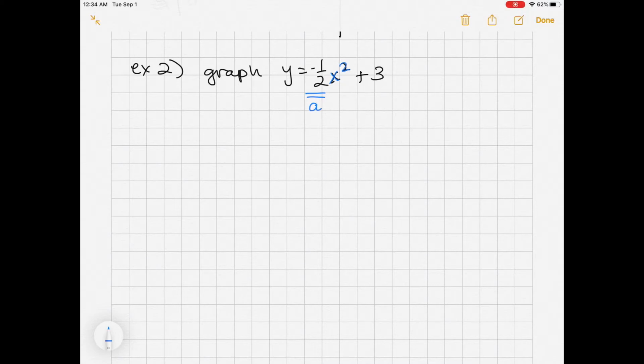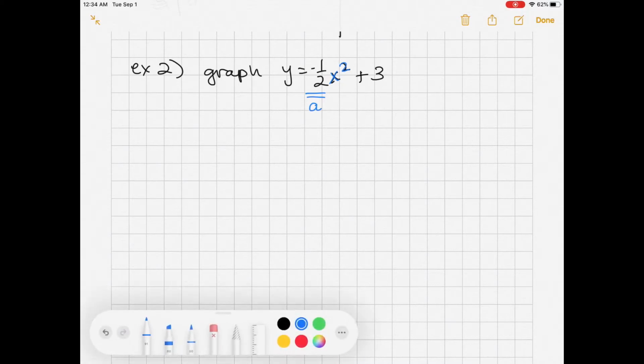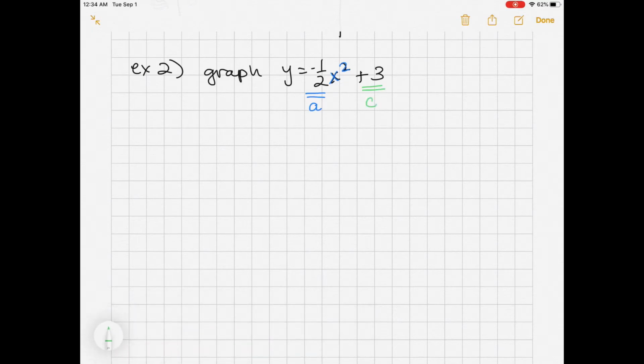But now we're adding a constant, which just means a number, a constant behind it. So we'll call this a c term. Okay, so this is of the form y equals ax squared plus c. Okay, so what would this look like if we were to graph this?